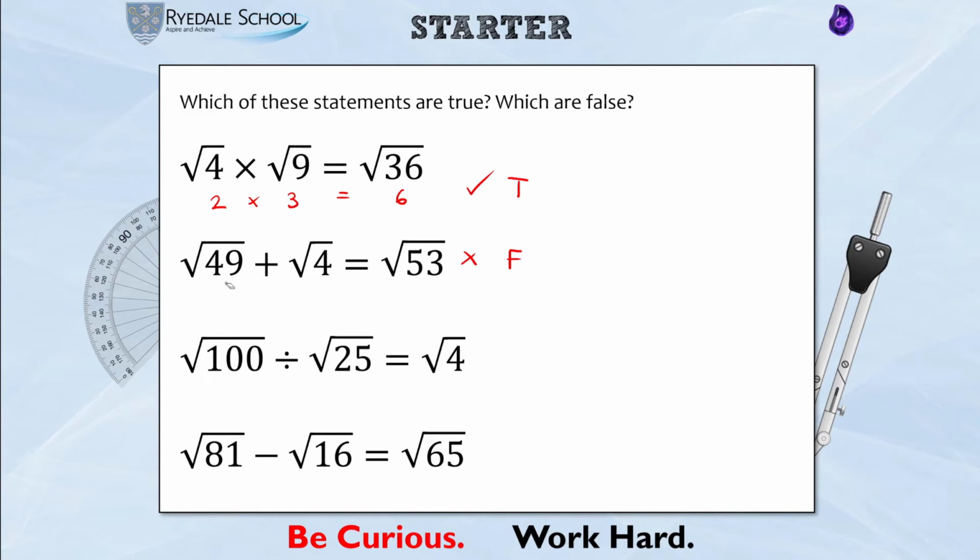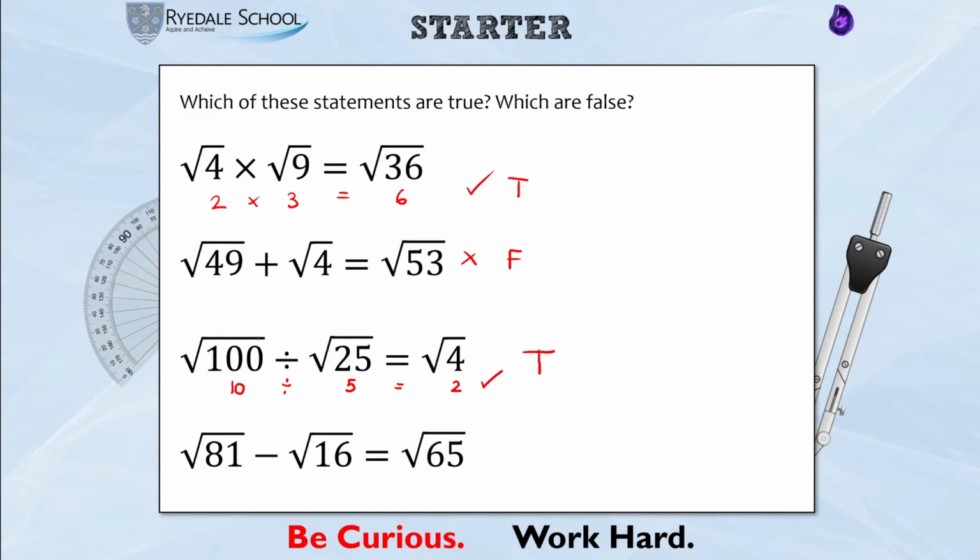So again, we've just spotted if we have 2 square roots, actually adding the numbers under the square root, 49 plus 4 is 53. It doesn't work for the square root numbers. Let's look at my next one. The square root of 100 is 10. The square root of 25 is 5. The square root of 4 is 2. And 10 divided by 5 equals 2. So that one is true.